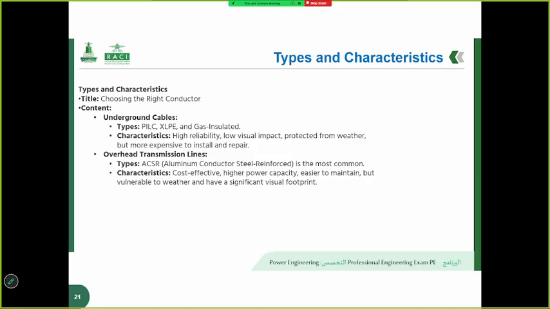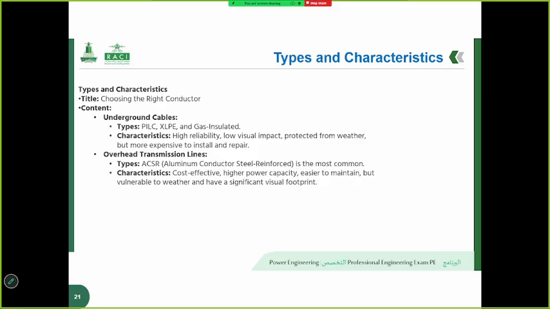We have different types. Paper insulated lead covered, or PILC, is an older technology that uses paper as insulation and a lead sheath for moisture protection. While reliable, it is being phased out in favor of newer materials.